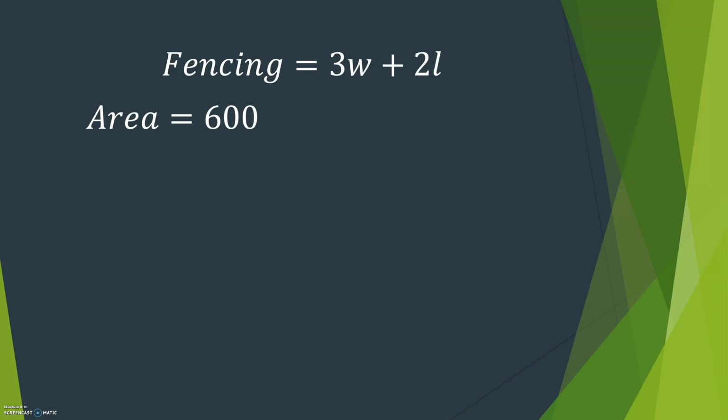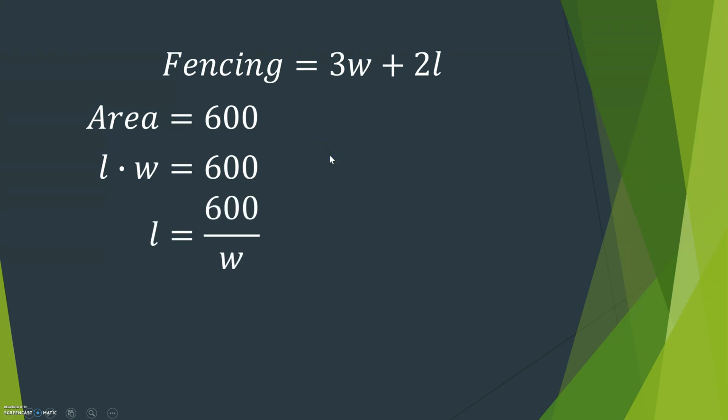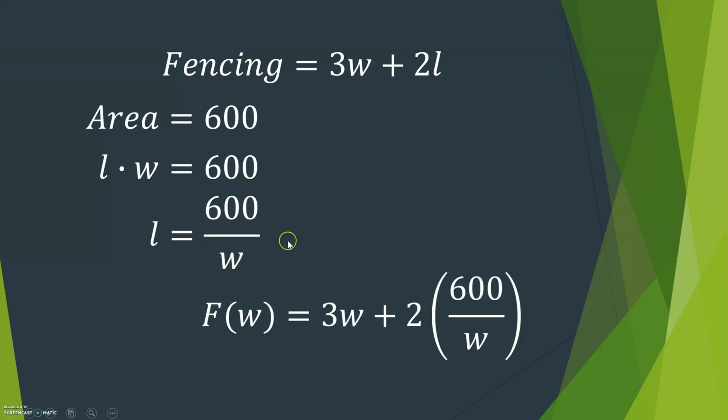So the area equation was area is length times width, so 600. So we know length times width is 600. And we could solve for L, or we could solve for W. In this case, neither makes much of a difference. All the numbers work out pretty easily. And so, super easy algebra, the length is 600 divided by the width. So now we just put 600 divided by the width in for this length. And now we have a fencing equation in terms of the width only: 3W plus 2 times 600, or 1,200, over W. This is the thing that we're going to take the first derivative of.